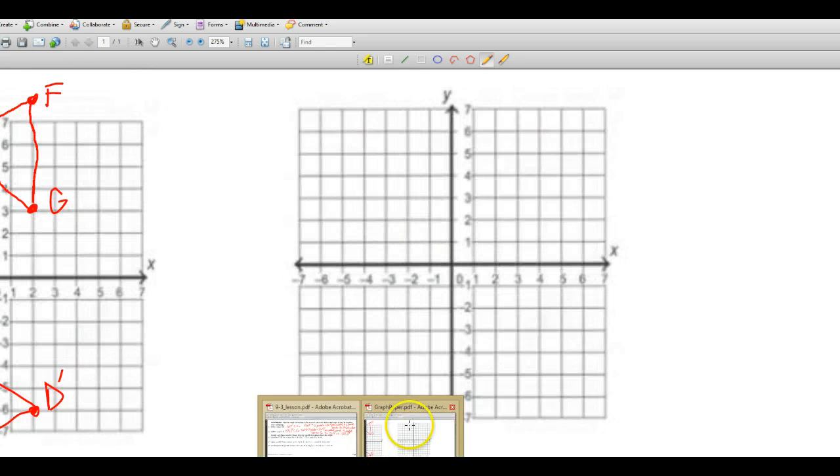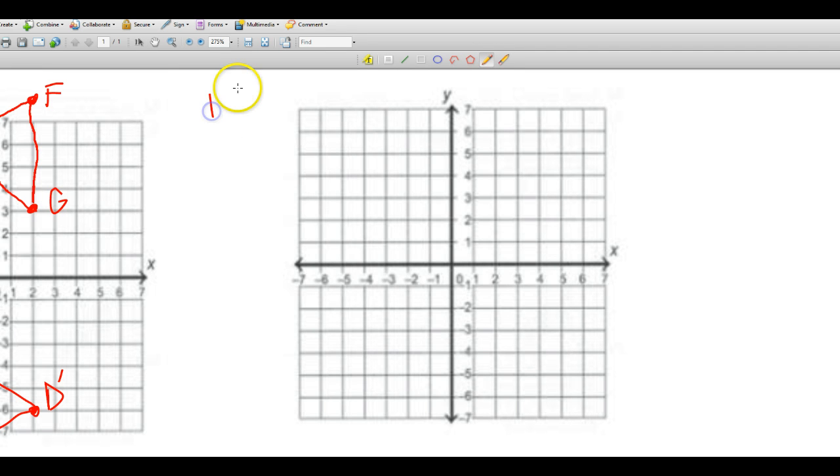So we'll go to our graph and plot our pre-image points first. So W is at -3, 4. X is at 0, 7. Y is at 3, 4. And Z is at 0, 1.